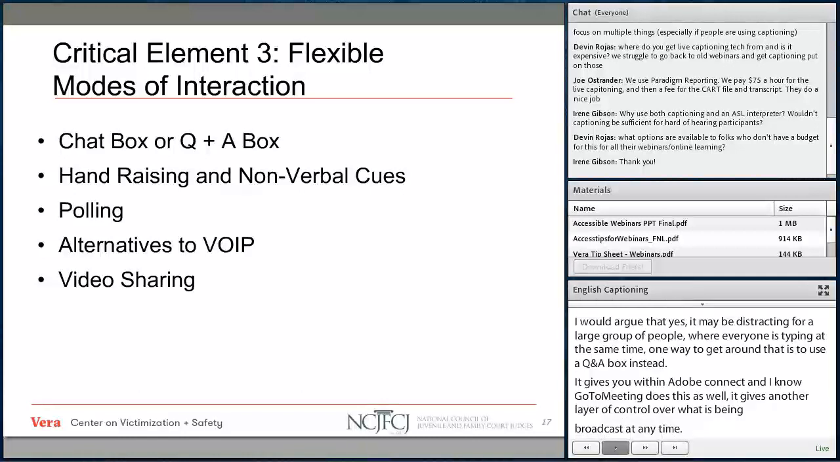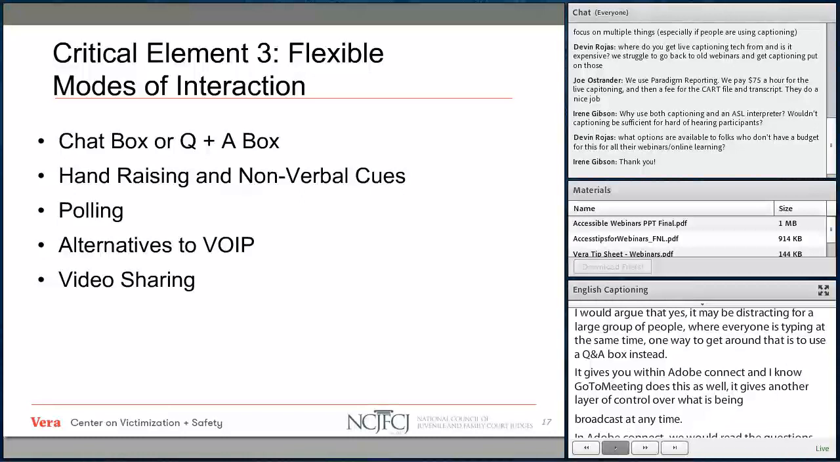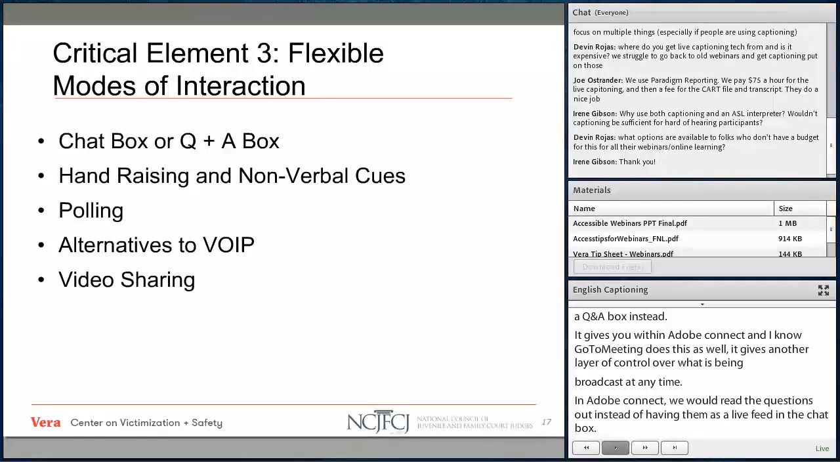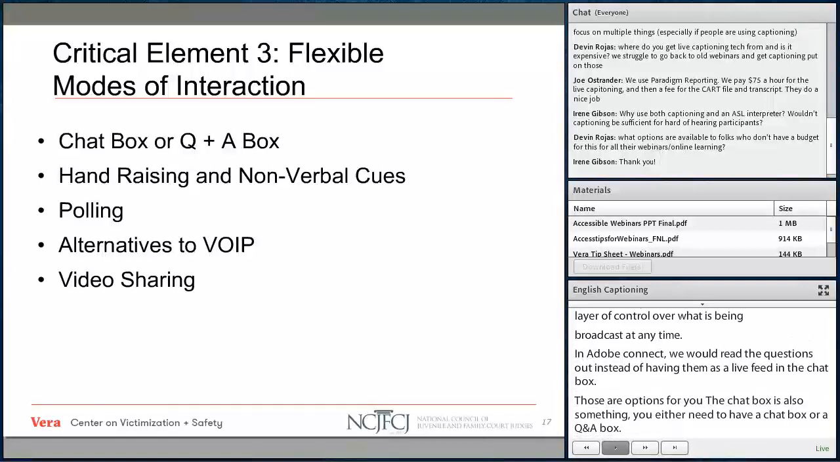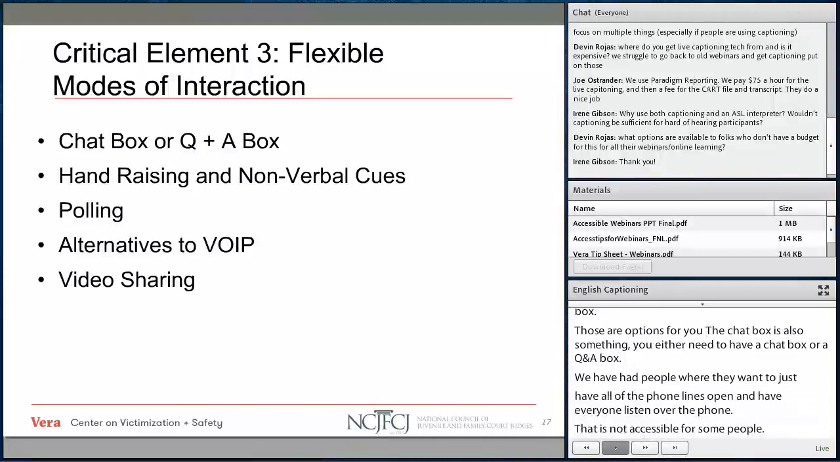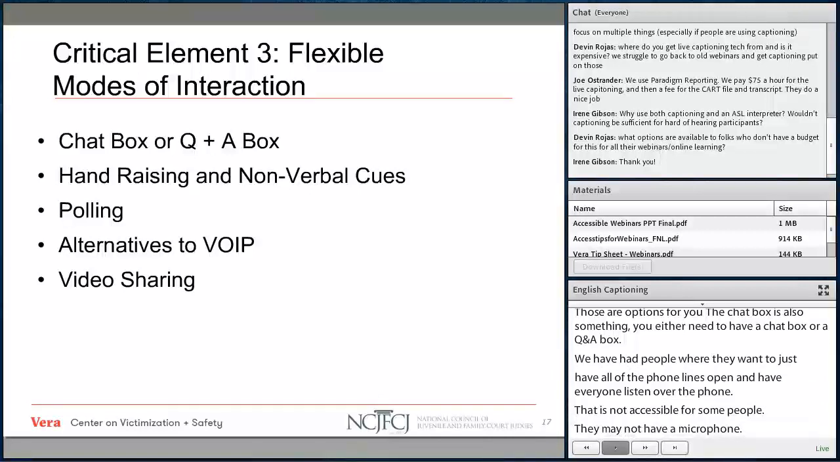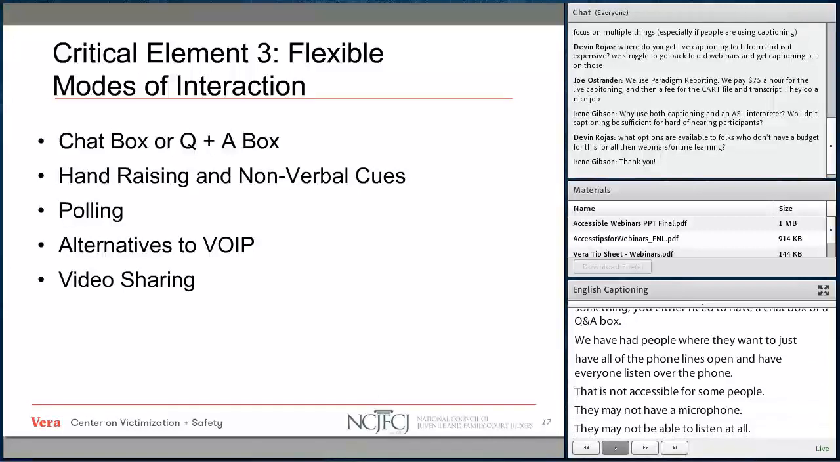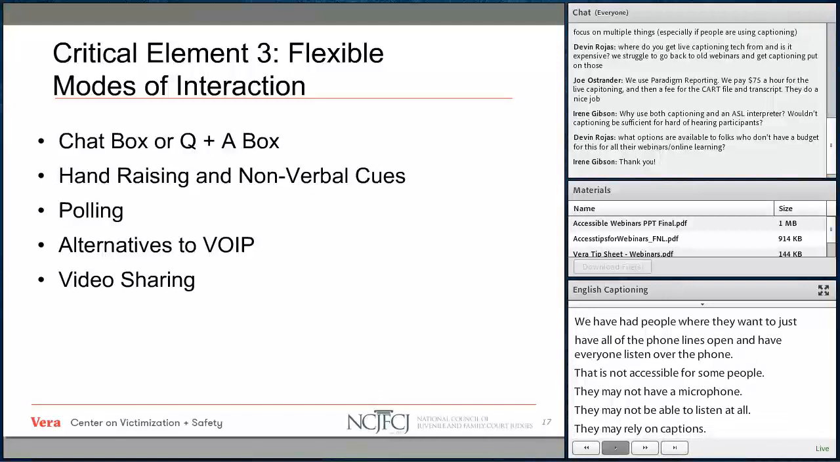You either need to have a chat box or a Q&A box up at any time. We have had people where they want to just have all of the phone lines open and have everyone listen over the phone. That's still not going to be accessible for some people. They may not have a microphone on their computer when they're listening. They may not be able to listen at all. They may be relying on captions. And so you want to have some type of mode where they can type in their questions or report any technical issues for you as you're going through the event.